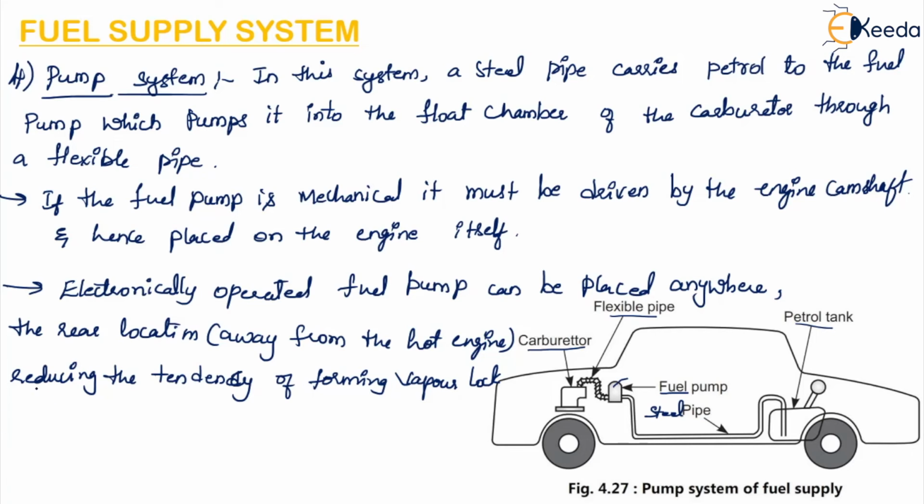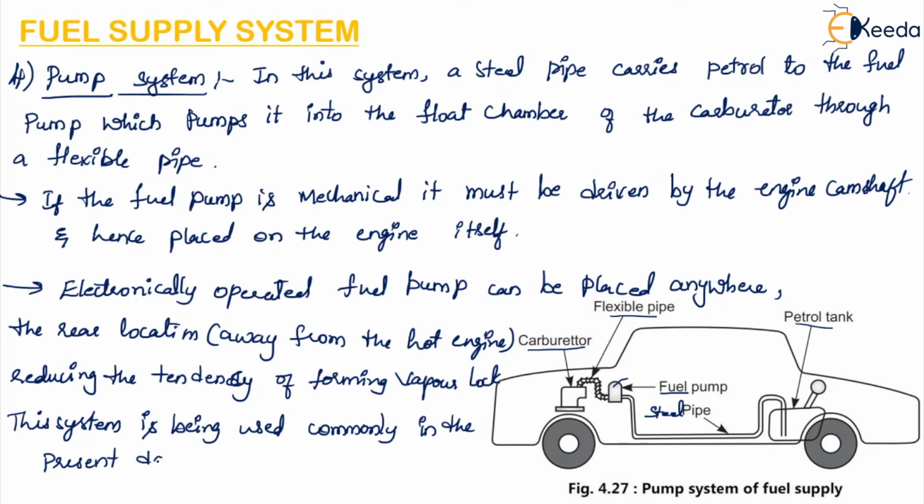This system, that is the pump system, is being used most commonly in the present days, in present day cars. The fifth type of system is the fuel injection system.